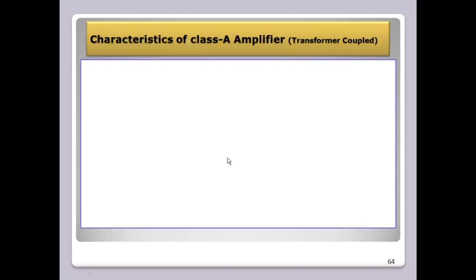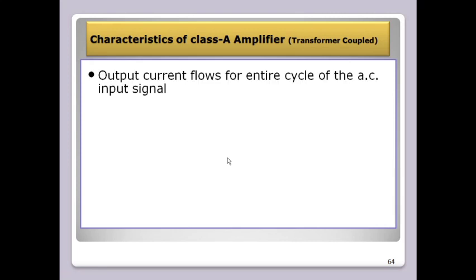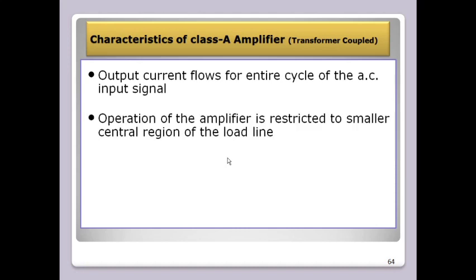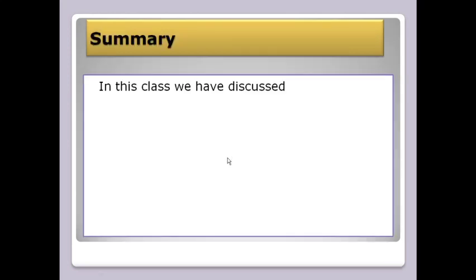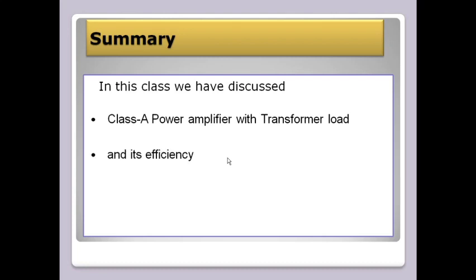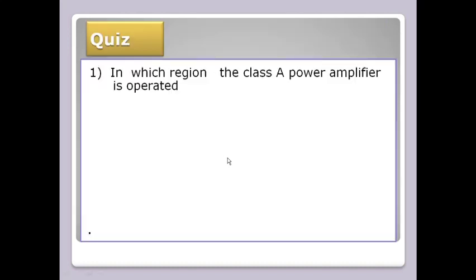Now the characteristics of the class A amplifier with transformer coupled load. Output current flows for the entire cycle of the AC signal. The operation of the amplifier is restricted to the small center region of the load line, and the transistor operates only over a linear region of the load line. Efficiency is only 50%. So in today's class, we have discussed the class A power amplifier with transformer load and its efficiency, advantages and disadvantages. Let us go to a small quiz now.